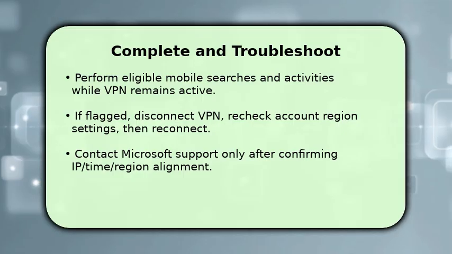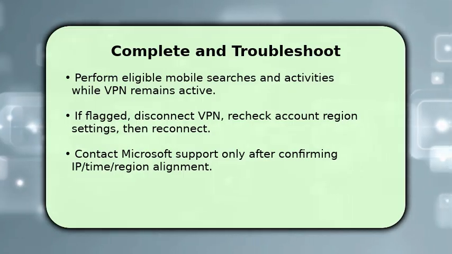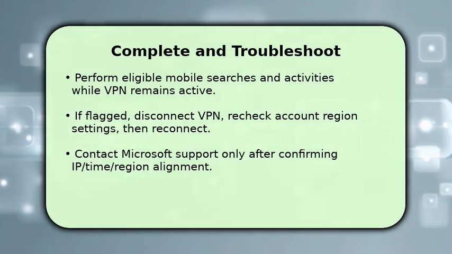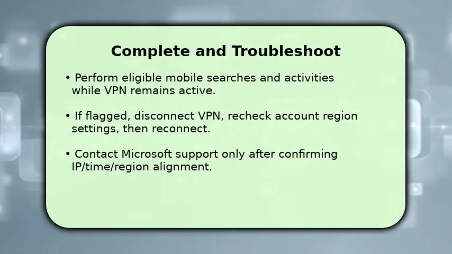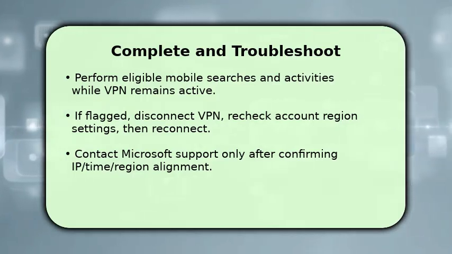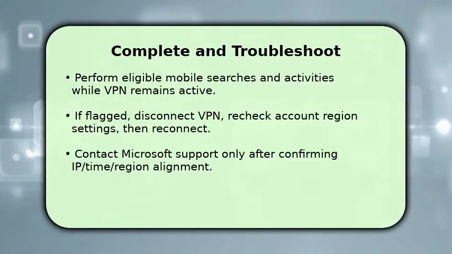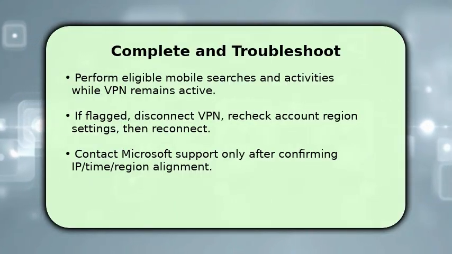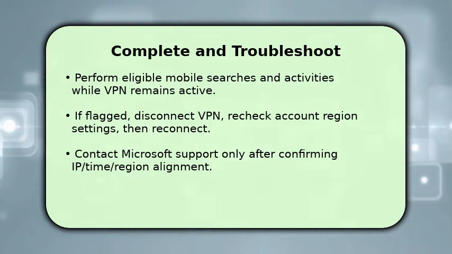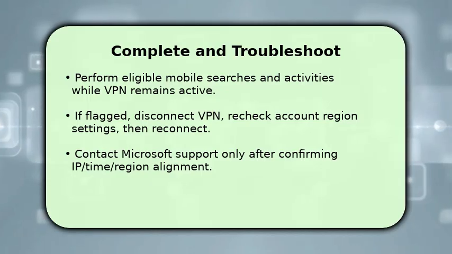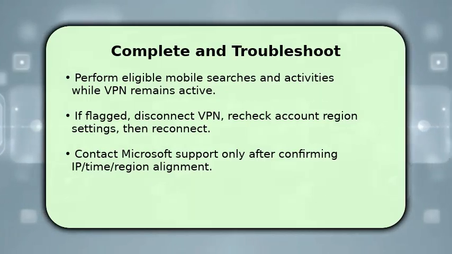If the system flags you or blocks actions, disconnect the VPN, clear caches again, and confirm your Microsoft account region and phone time zone match. Then reconnect to the same server and retry. If problems persist, contact Microsoft support with clear details after you've verified IP, time, and region alignment to resolve any account holds.